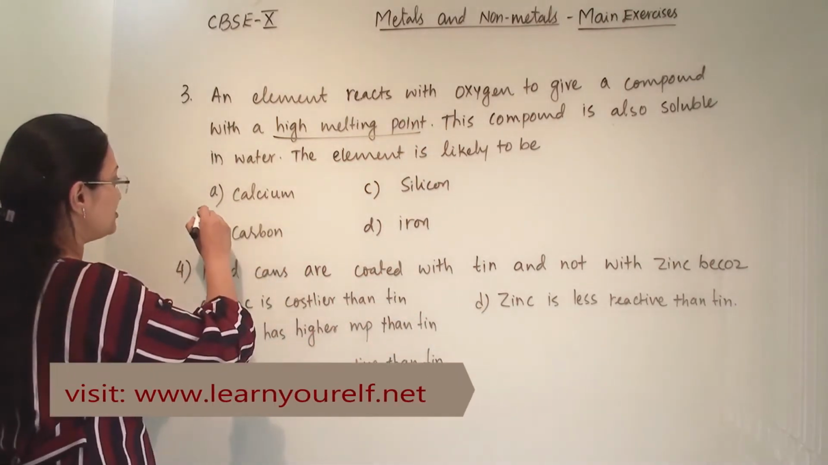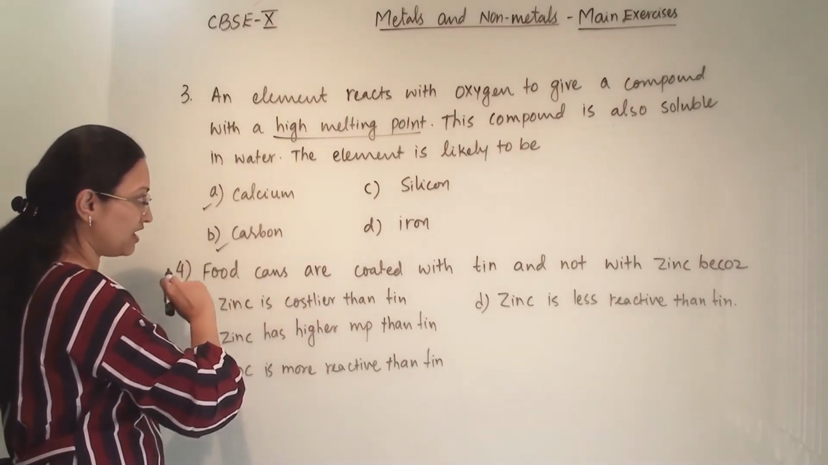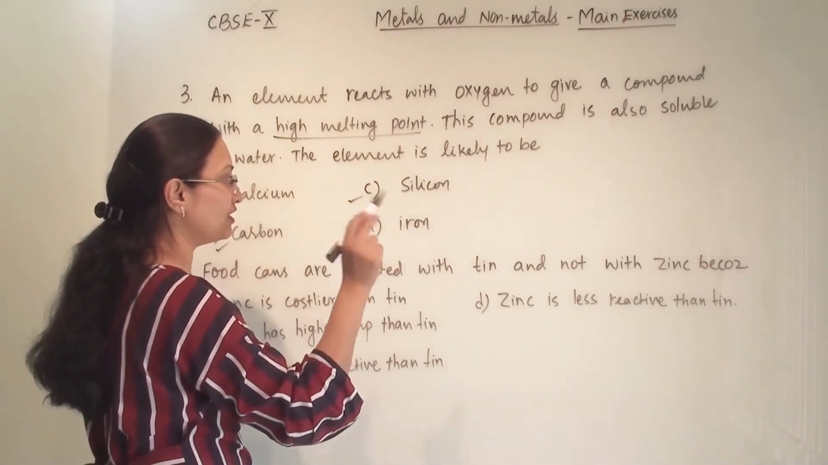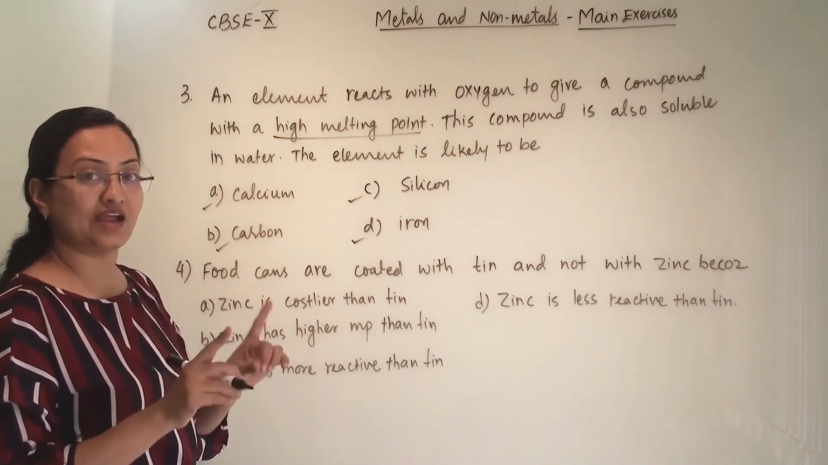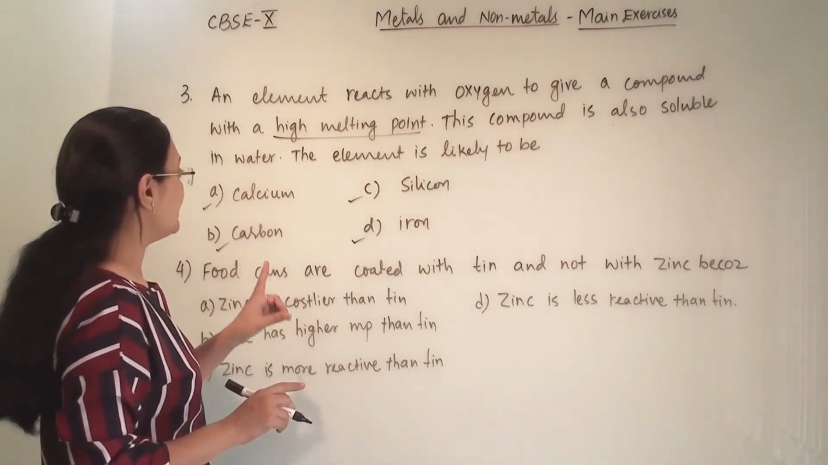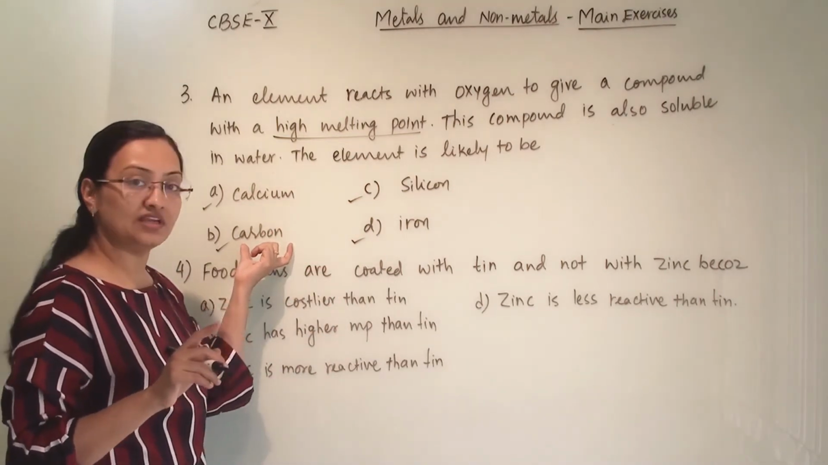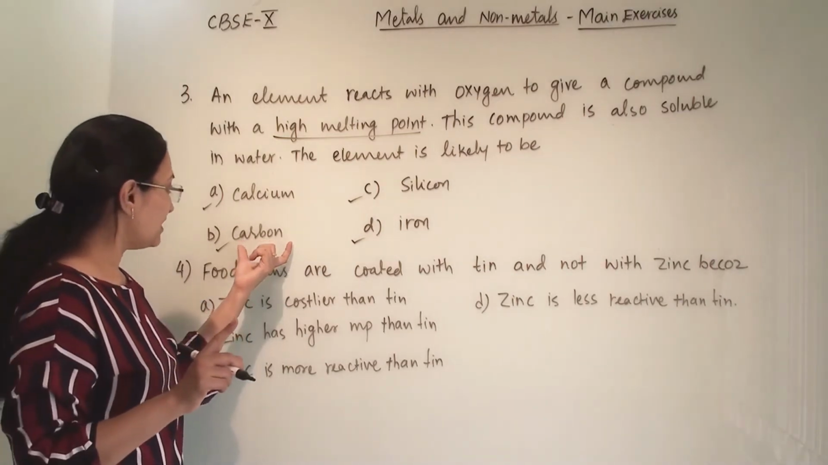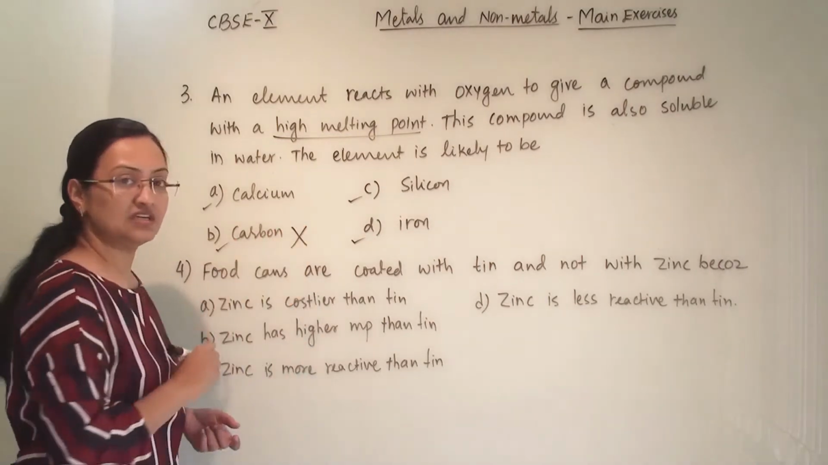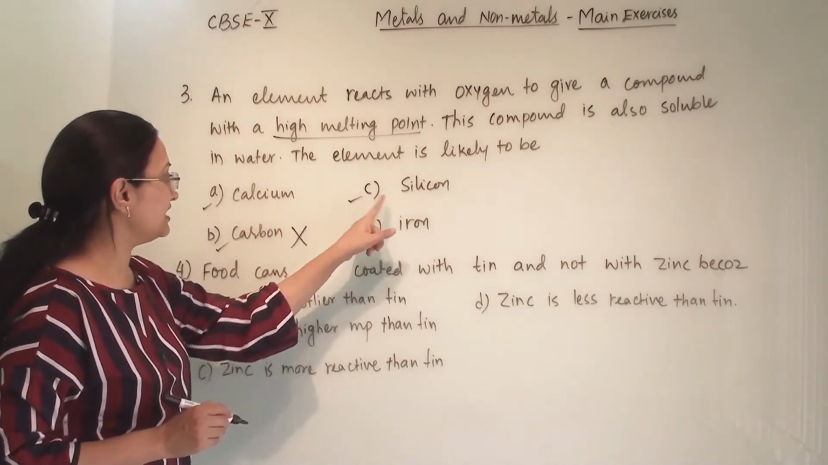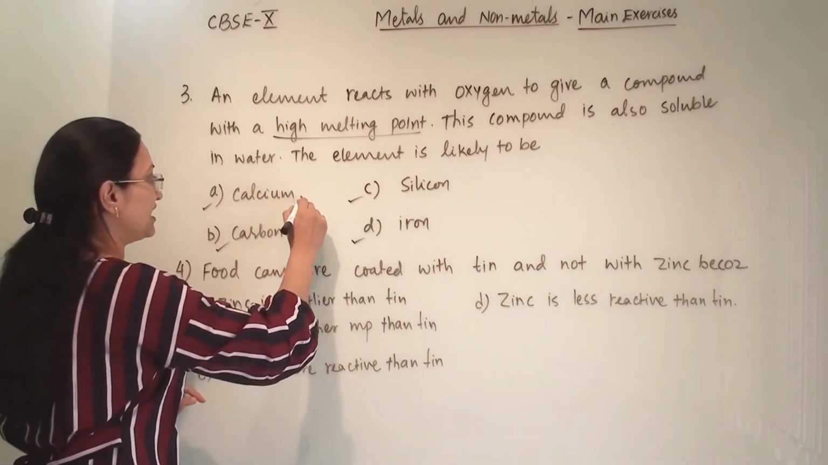So here calcium can give a compound after reacting with oxygen. Carbon can give a compound after reacting with oxygen. Silicon will also give a compound after reacting with oxygen, and so will iron. So all will react with oxygen and give a compound. And all of them are metals except carbon. So carbon does not have a high melting point and it will give carbon dioxide. It will be soluble in water, but it does not have a high melting point. So that's why we are cancelling this possibility. Then from the remaining three, calcium, silicon and iron, silicon cannot dissolve in water, but calcium can dissolve in water.